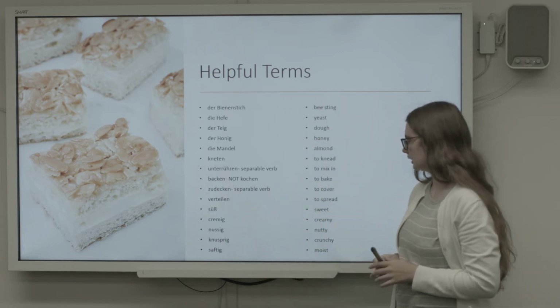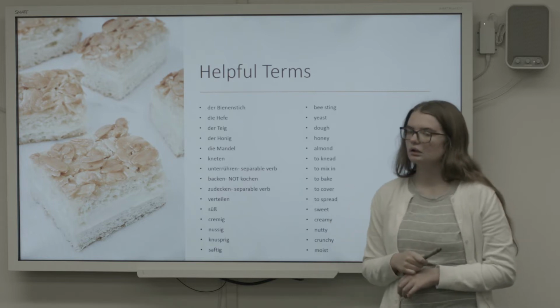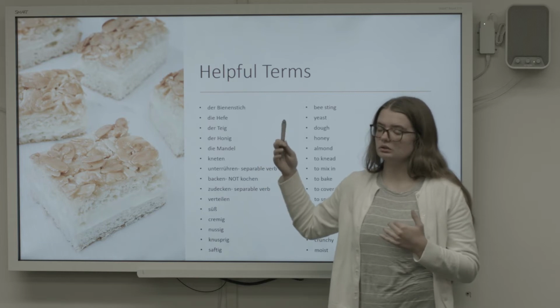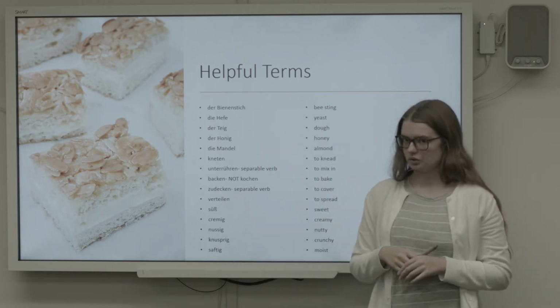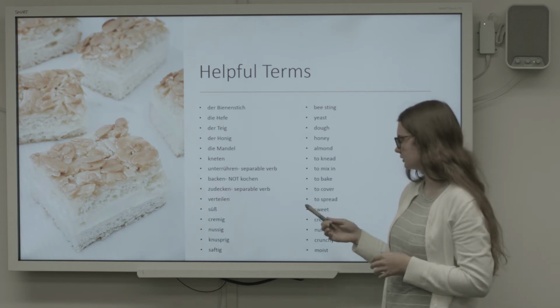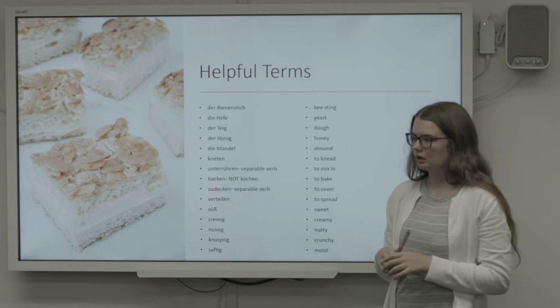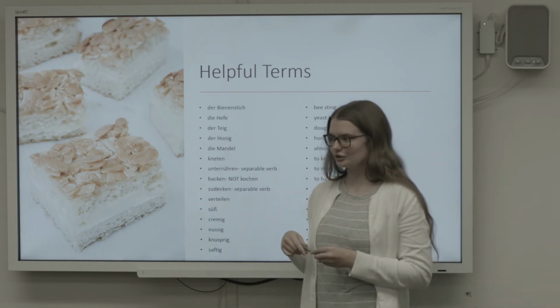And then we have nussig. Nussig looks like its English translation too. Nutty. So you could say, die Mandeln sind nussig. And then there's knusprig, which also goes with the almonds. It means crunchy. So you could say, die Mandeln sind knusprig.